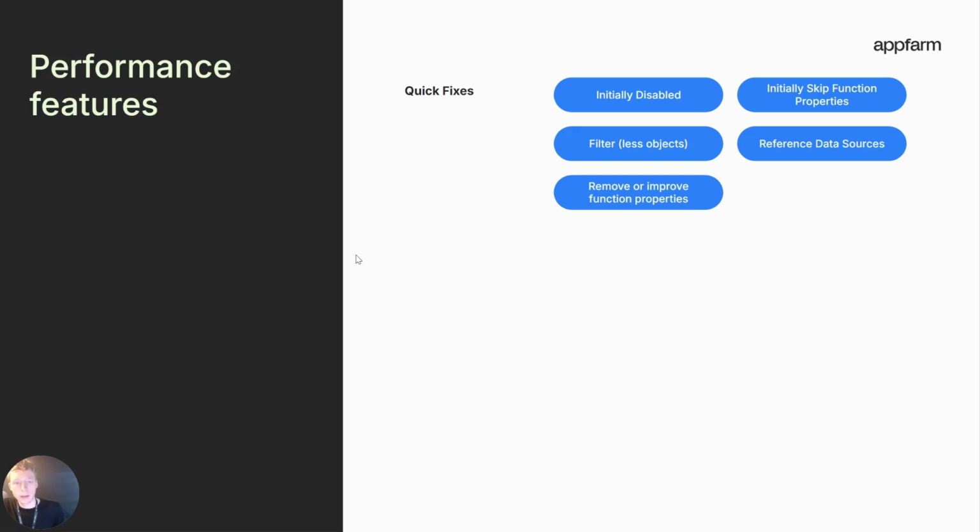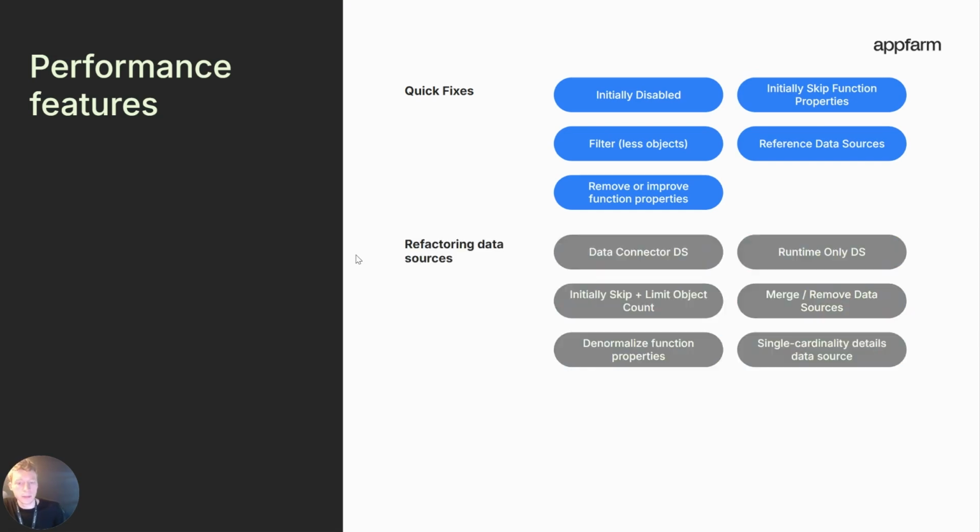And then again, we go back to function properties. Maybe these can be removed, maybe these can be optimized, or maybe these can be moved so that they're only calculated in the UI instead of on every single object. And then we come to slightly more complex processes, which can be a lot more difficult to implement if you're optimizing an app that was built a few years ago, but they're still very useful to know and will help you to build even more performant apps in the future.